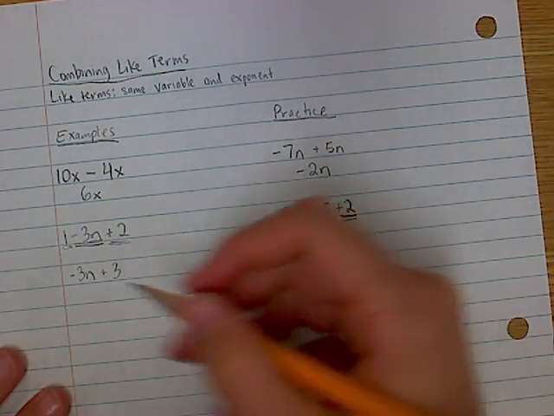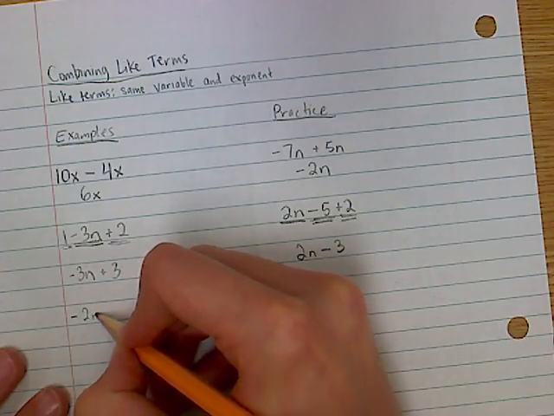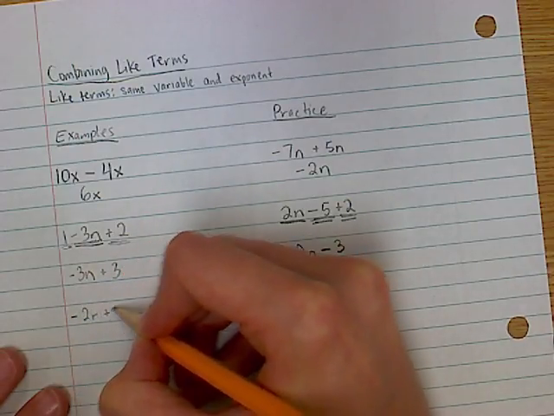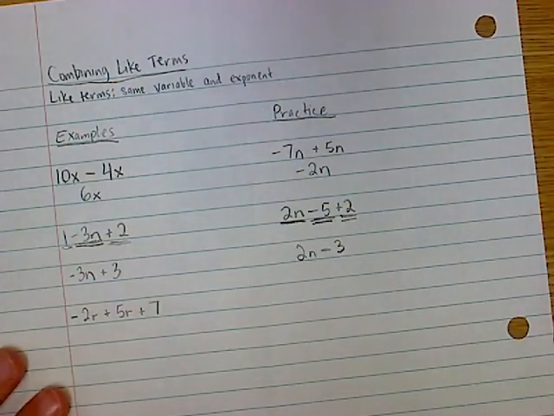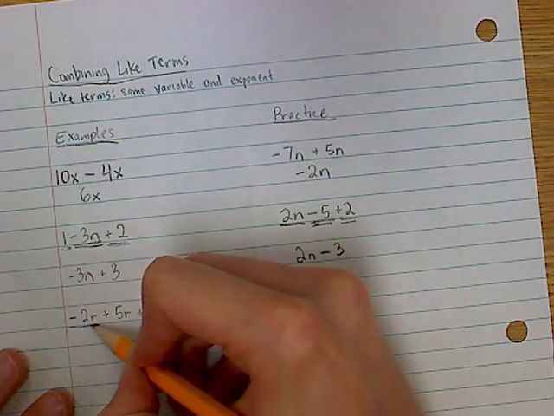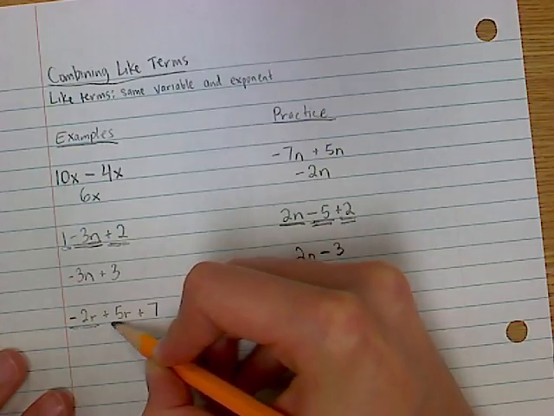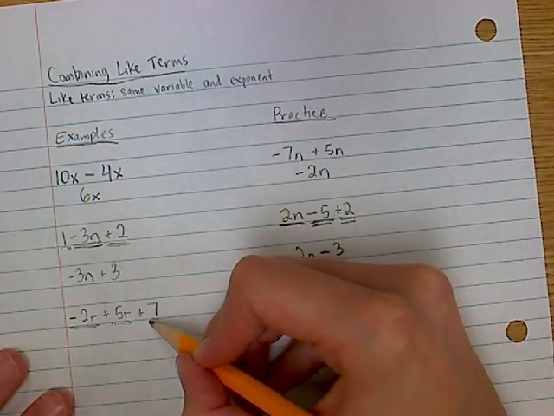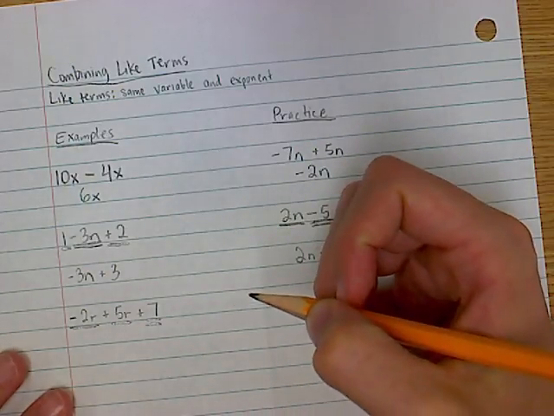Next example. Negative 2r plus 5r plus 7. In this case, let's start underlining. I have a negative 2r that has an r with it. This one also has an r, so I'm going to also single underline that one. And the 7 doesn't have an r. That one's not a like term, so I'm going to double underline it.